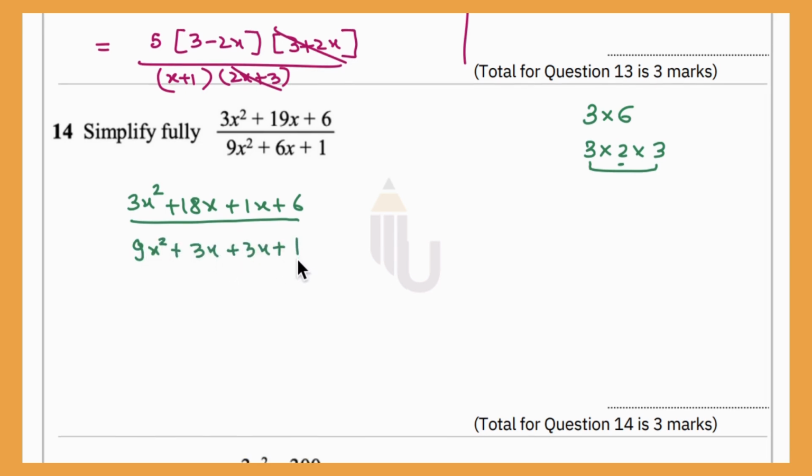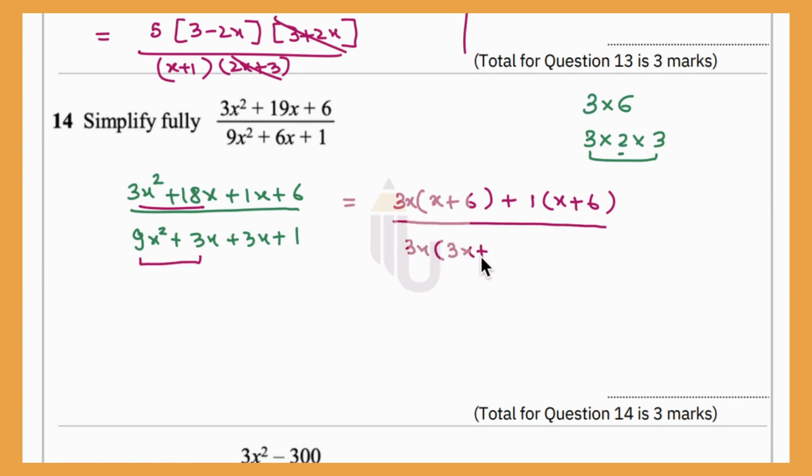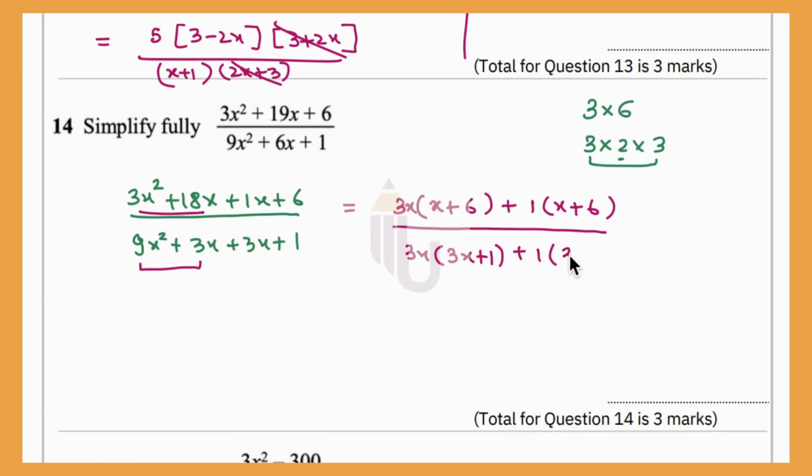That will work. Now the first two terms in the numerator, I can take 3 common. In fact, I can take 3x common, so it will be x plus 6. And then from the next two terms, I'll just take 1 common, because there is literally nothing. So when there is nothing common, we can always take 1. So then we will get the leftover as x plus 6. Divide by, from the first two terms, I can take 3x common. I'll be left with 3x plus 1. Then from the next two terms, I'll just take 1 common. So it will be 3x plus 1.